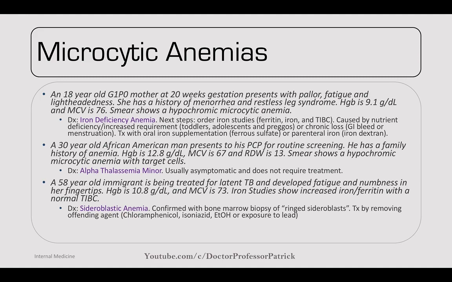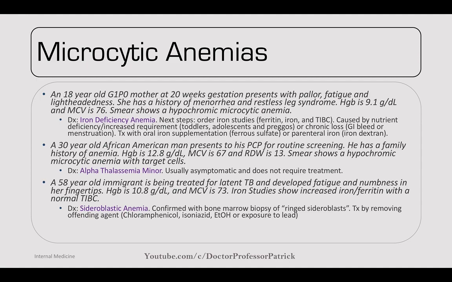His hemoglobin is mildly reduced, and his MCV is extremely small, but his RDW, or the amount of difference between all of these red blood cells, is normal. So they are all very small, and that's by design because of the alpha thalassemia trait. And it's usually asymptomatic, and it doesn't require treatment.